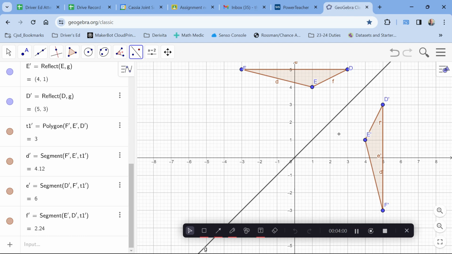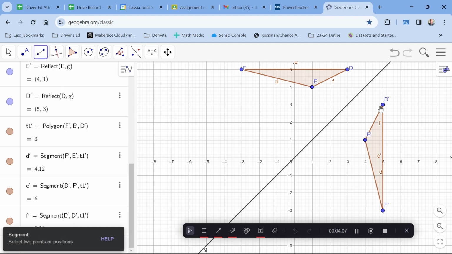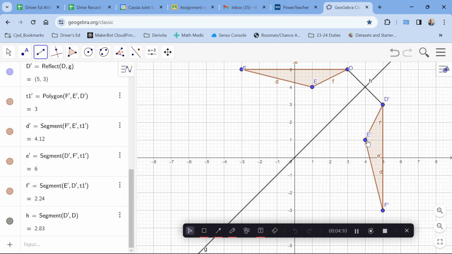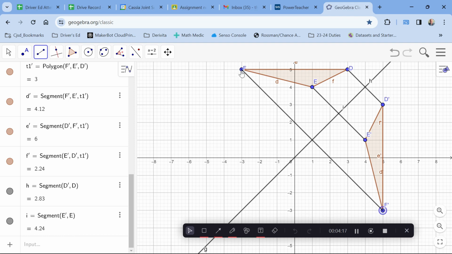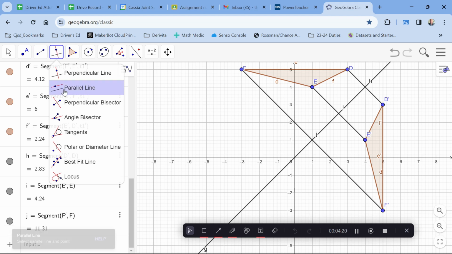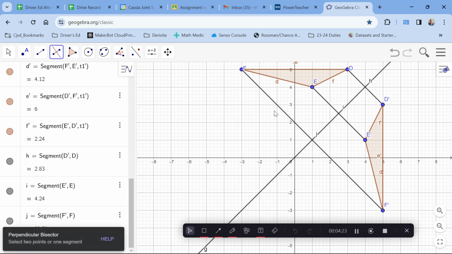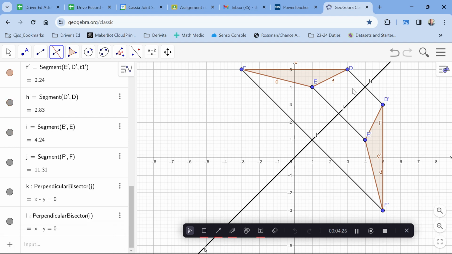So now here is the trick for reflections. I want you to look what happens if I connect the segments. If you connect the segments, and then find the perpendicular bisector of the segments, what you're going to find is they have the same perpendicular bisector, and the perpendicular bisector is always the same as the original equation, which in this case was y equals x, right? They're writing it as x minus y equals 0, but that's the same thing as saying x equals y or y equals x.